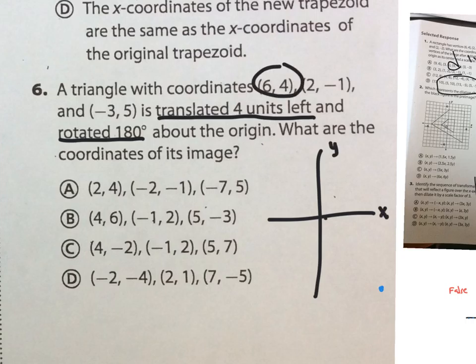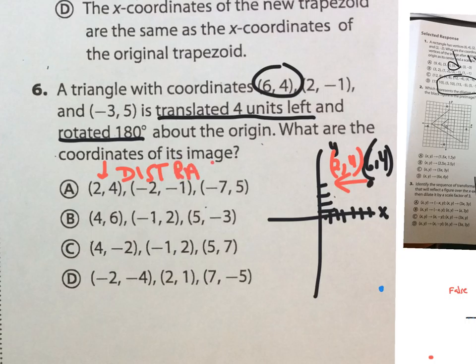So (6, 4) is over 6, 1, 2, 3, 4, 5, 6, and up 4. Just to get a ballpark idea. So that's going to be (6, 4). And then it says it is translated to the left 4 units. So if I bring it to the left 4 units, that's going to end up at (2, 4). And when I get (2, 4), I see it here. That is a distractor because I've only transformed it once. This is a double. This is a translate, then a rotate.